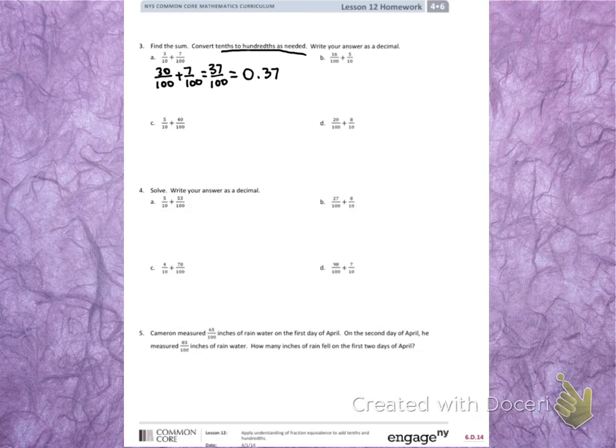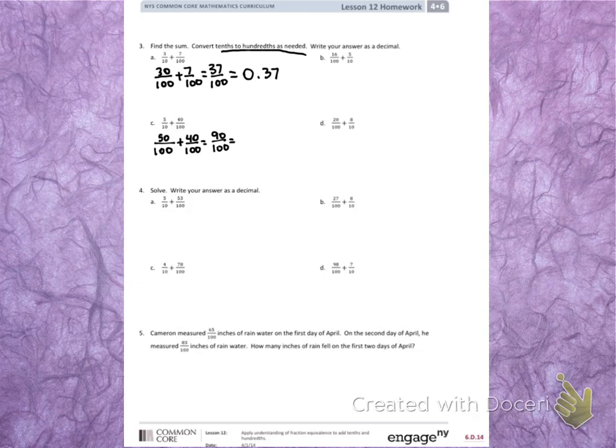So let's look at letter C. 5 tenths plus 40 hundredths. So if I had 5 in the tenths place of that place value chart and I move those over to hundredths, I would be left with 50 hundredths, because each 5 would represent 10 hundredths, added with 40 hundredths equals 90 hundredths.